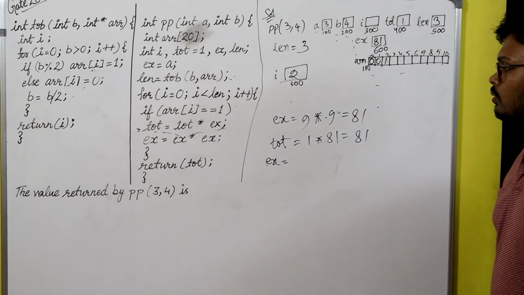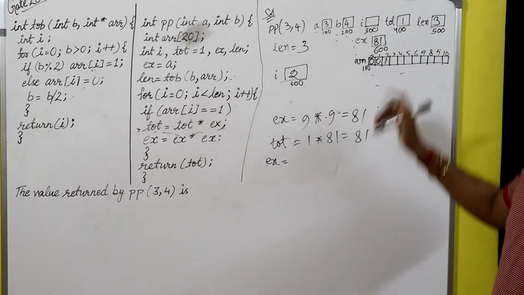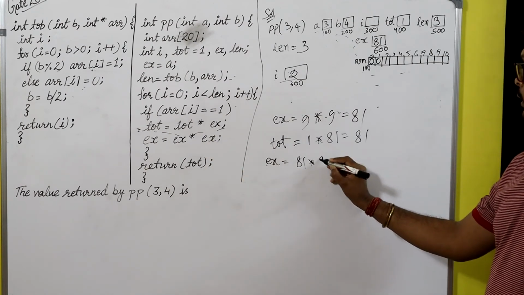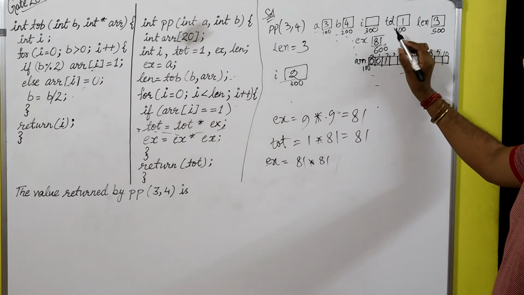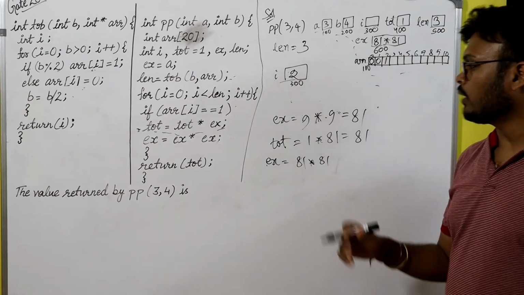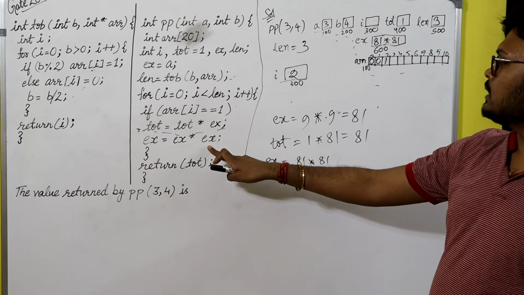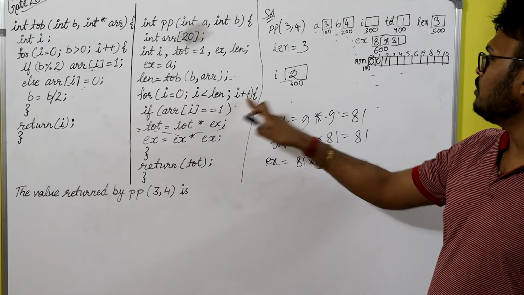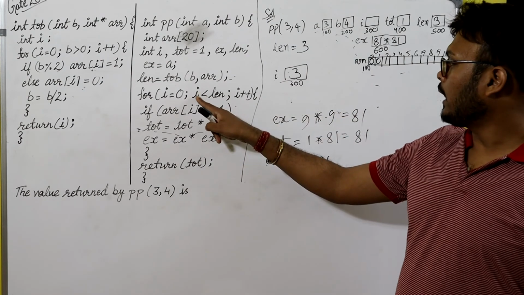Okay. So EX is equal to EX into EX. What is the value of EX now? Presently 81. So EX is equal to EX into EX means 81 into 81. Let's calculate it later, if it is required. Fine. So since this line is over, let's come here again. The value of I will be incremented by 1, so it will become 3.